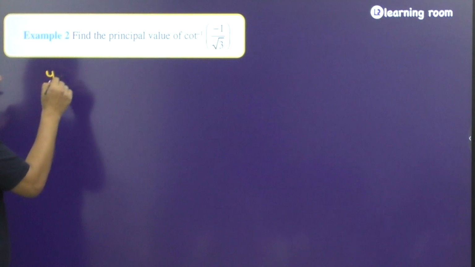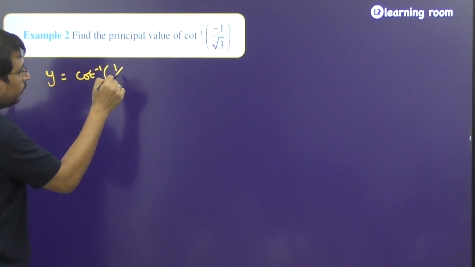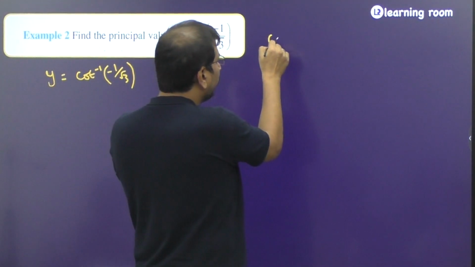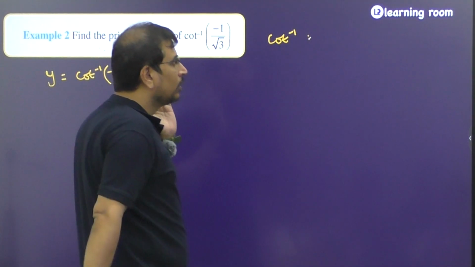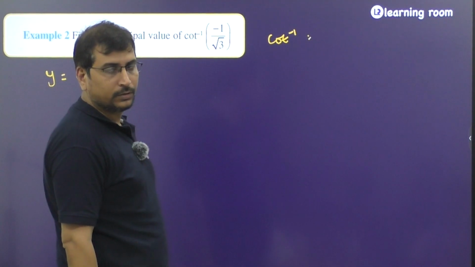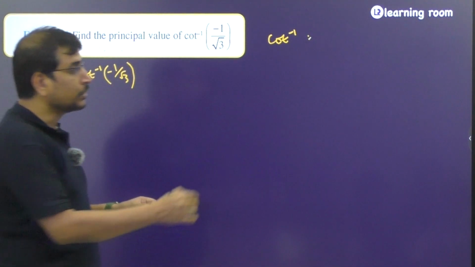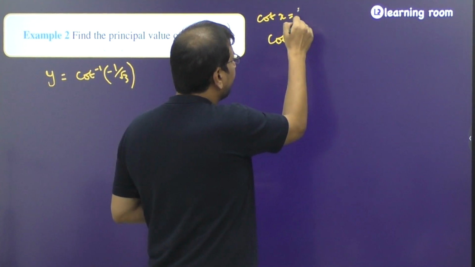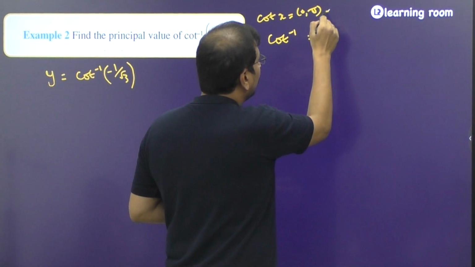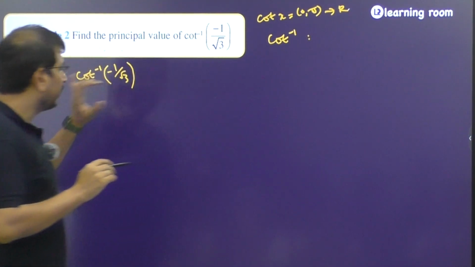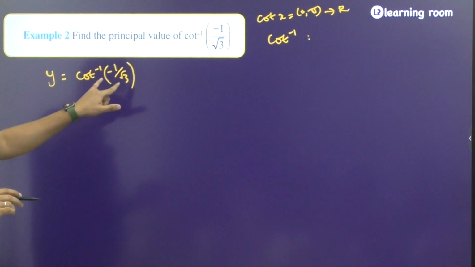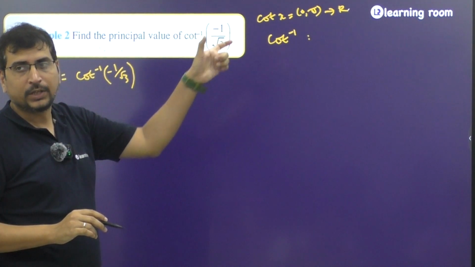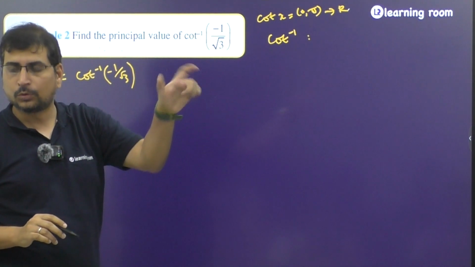principal value of cot inverse of negative of 1 by root 3. Right. So for cot inverse, or if you remember for cot, what is the domain and range? 0 to pi to real numbers. So this is a real number which is given as an input. Okay, as domain it is succeeding. What is the range? What is the value that is expected? You need to write some number between 0 to pi.